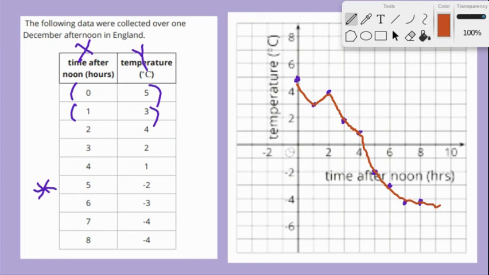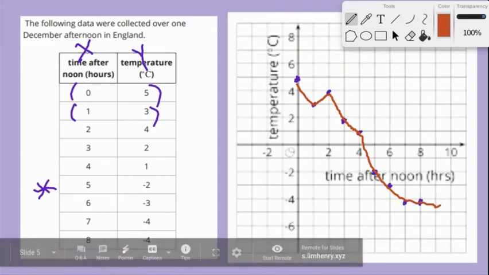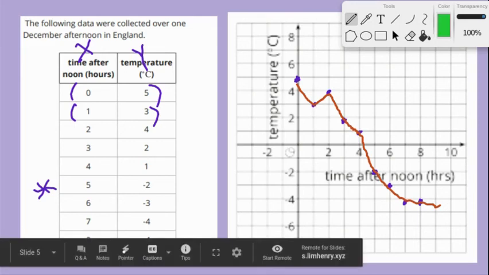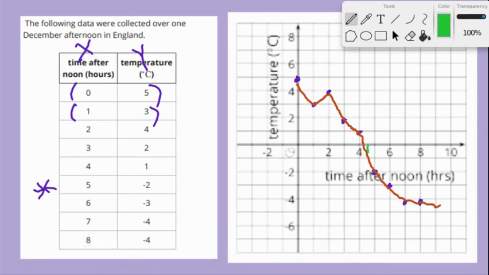That also means that I could find another time. Let's say that at 4:30 I wanted to look at exactly what the temperature was. I can use this and say, 4:30 would be right about there on the x-axis. So if I go down, that means the y-axis is sitting right there. It would be about negative 1 degrees, because that's where my line is showing me it would be. It may not be exactly negative 1 degrees, but it would be very close.